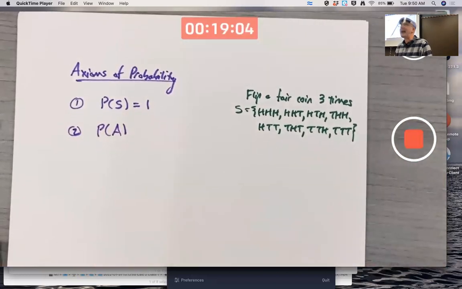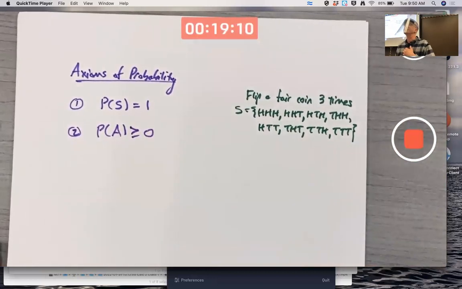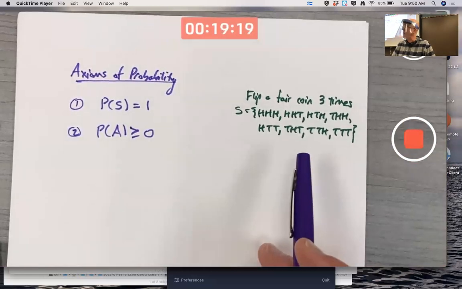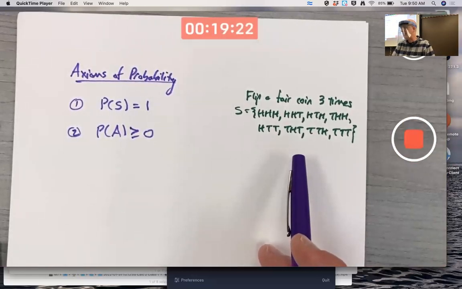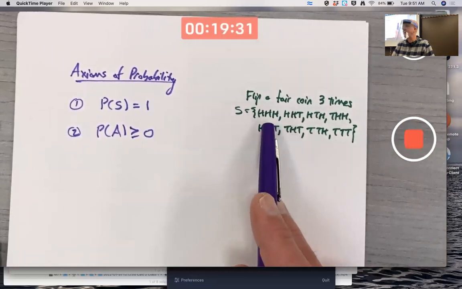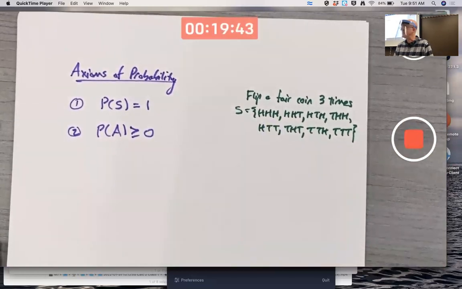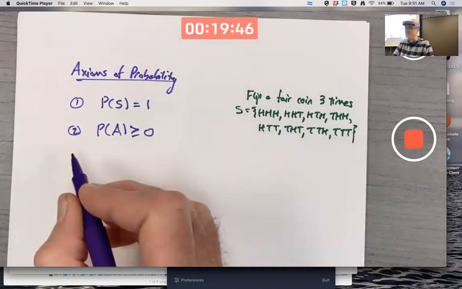Second axiom is the non-negativity. The probability of any event A is never negative. It's always greater than or equal to 0. Could it ever equal 0? Yeah, some events have a probability of 0. If it was a fair coin, that's not going to happen. But if there was an unfair coin that never came up tails somehow, then the event that you get at least 1 tail would have 0 probability. And the only thing that has a positive probability would be all heads. Probability 1, if somehow you could magically make a coin that did that. But you don't want negative probabilities. You want them greater than or equal to 0.